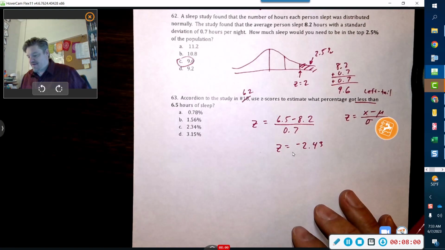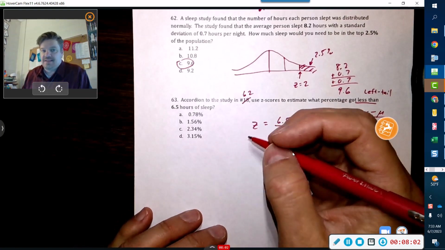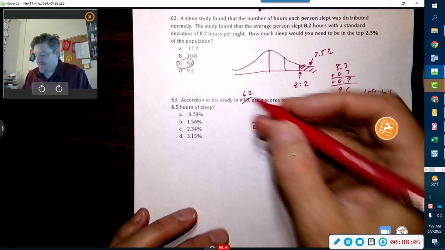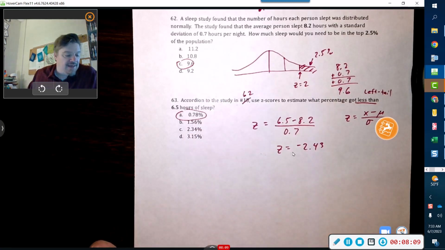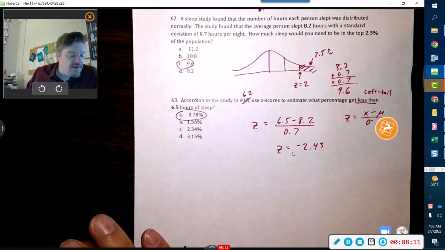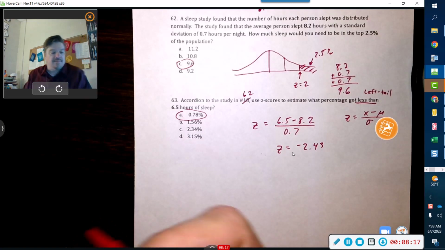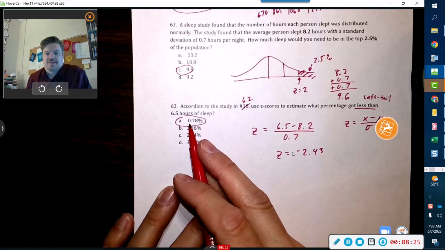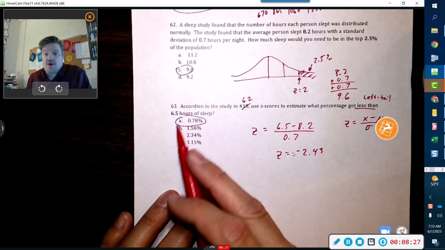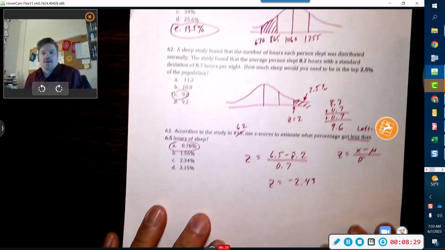0.00755. That's basically the best guess that I got, because let me just double check that. Negative 2.43. 0.00755. I don't know why it's a 0.78, but that's pretty much as close as we can get. So it's a very small percentage.